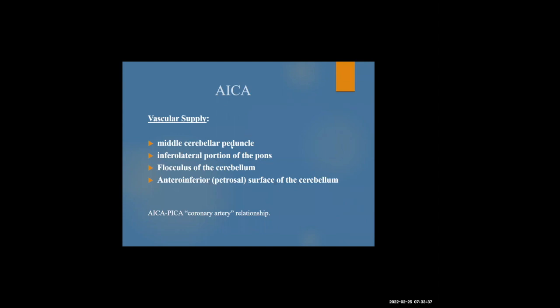The AICA supplies the middle cerebellar peduncle, which we'll see in a little bit. It supplies the inferolateral portion of the pons and the flocculus and the petrosal surface of the cerebellum. And this is important to know as well. So there is an AICA-PICA coronary artery type relationship where you're generally going to have either a large PICA and a small AICA, or a large AICA and a small PICA, and you can actually have the anterior inferior cerebellar artery arise off the posterior inferior cerebellar artery. So there's this weird kind of coronary artery relationship, this reciprocal relationship between these two vessels.